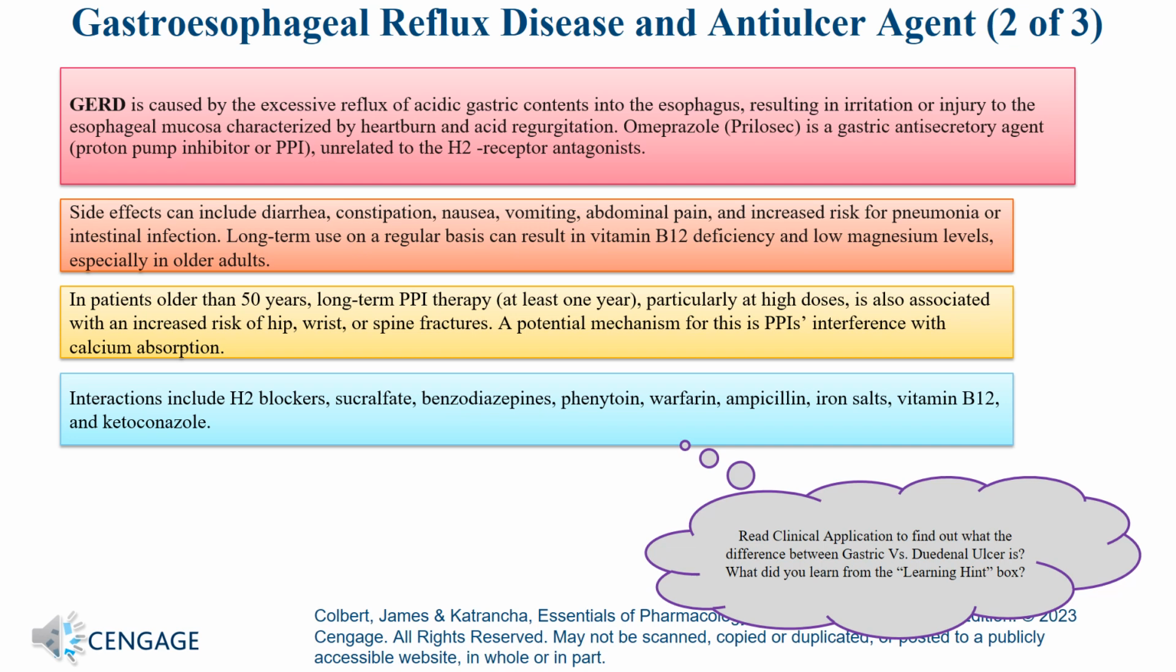Also pay attention to this: in patients older than 50 years, long-term PPI therapy, at least 1 year, particularly at high doses, is associated with an increased risk of hip, wrist, or spine fractures. A potential mechanism for this is the PPI's interference with calcium absorption. Also look at your interactions, the medications you can see on the screen. Make sure you read the clinical application to find out the difference between the gastric versus the duodenal ulcer. And what did you learn from reading the learning hint box?